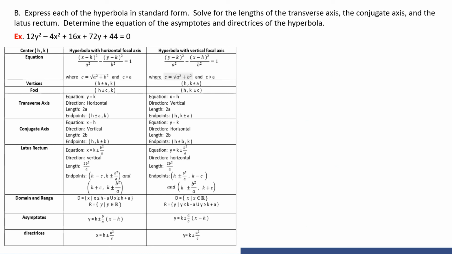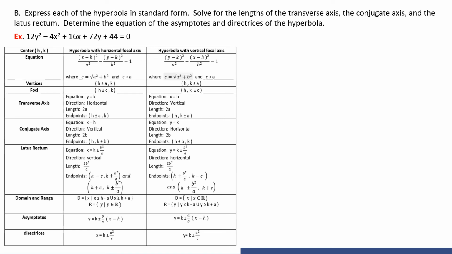Express each of the hyperbolas in standard form. Solve for the lengths of the transverse axis, the conjugate axis, and the latus rectum. Determine the equation of the asymptotes and directrices of the hyperbola. Given 12y squared minus 4x squared plus 16x plus 72y plus 44 equals 0.